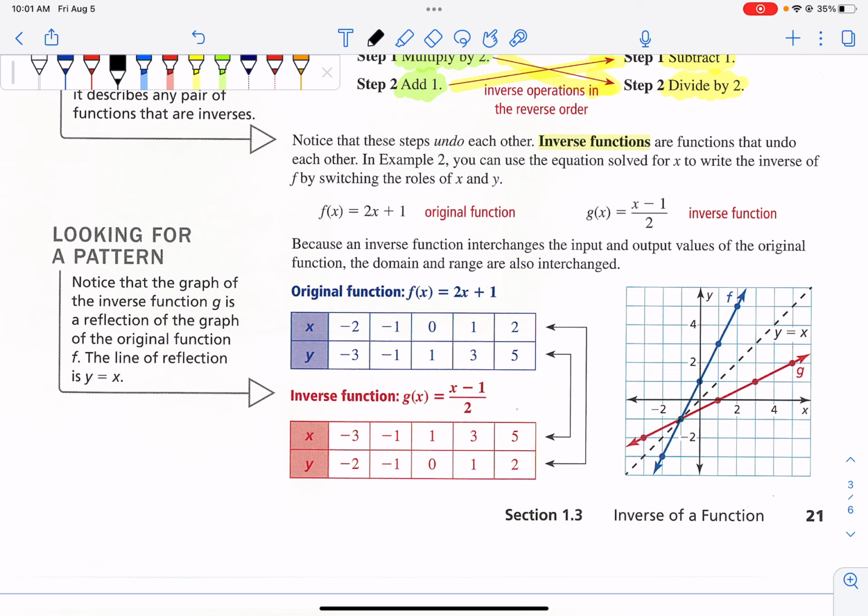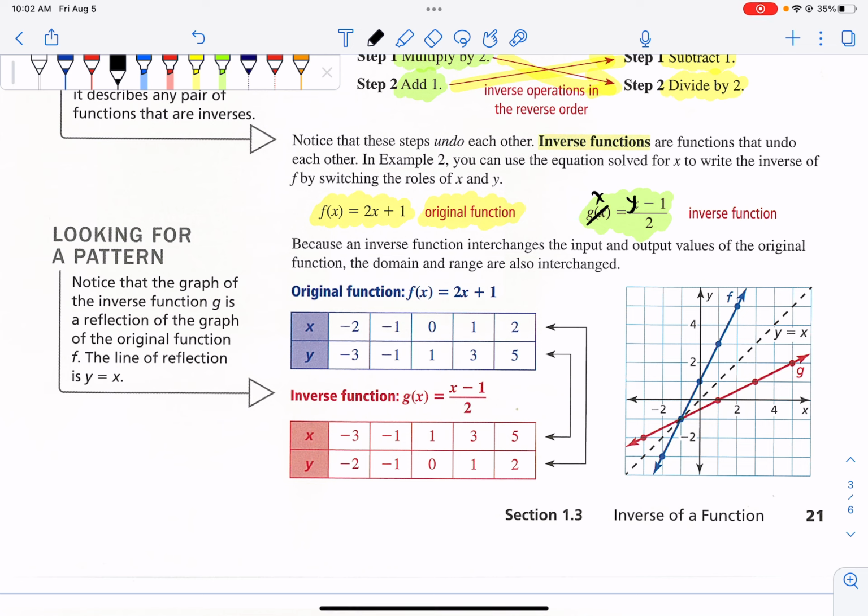In example 2, we used an equation solved for x to write the inverse of f by switching the x and the y, okay? So for example, right here, I've got f of x equals 2x plus 1. That was my original function. Then I wrote y equals and I moved things around and I ended up with g of x equals x minus 1, except that's not what it looked like, right? Because this was actually an x and this was actually a y.